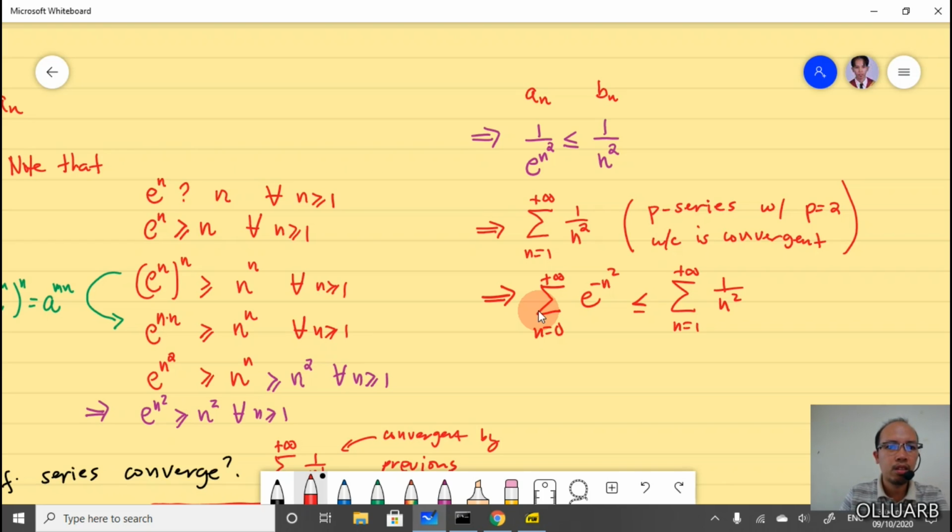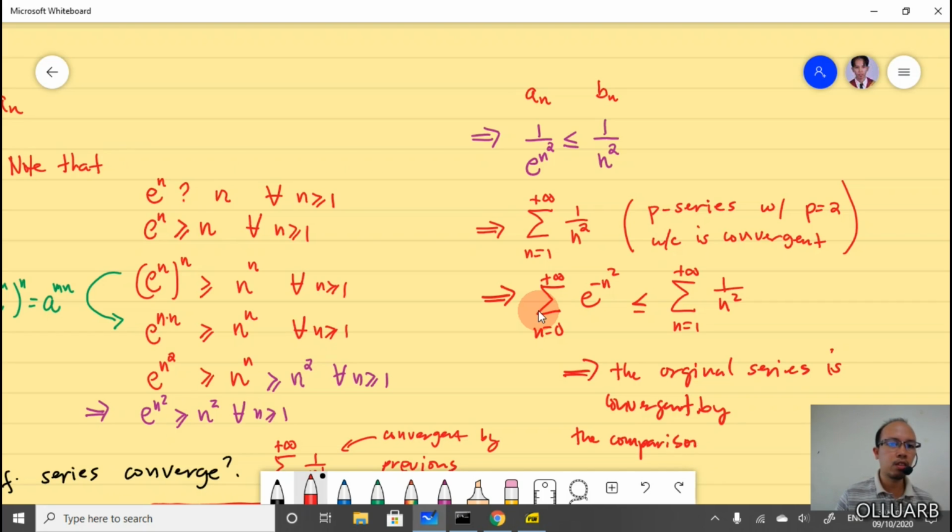So this implies again that the original series is convergent by the comparison test. So we have shown that the given series, the original series, is convergent.